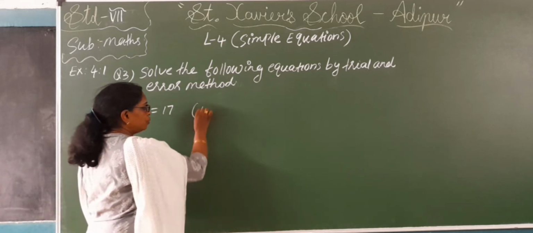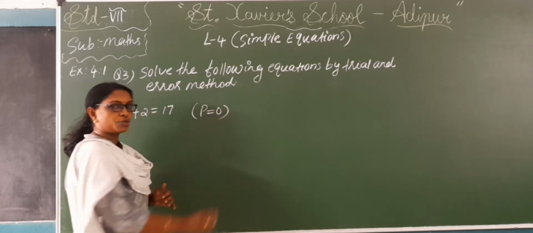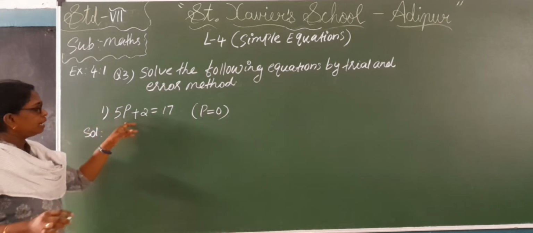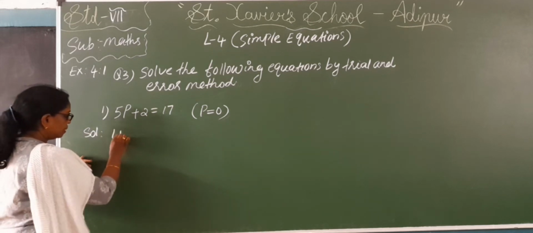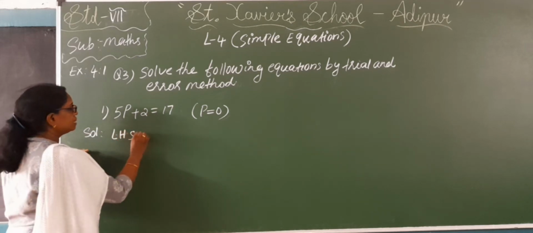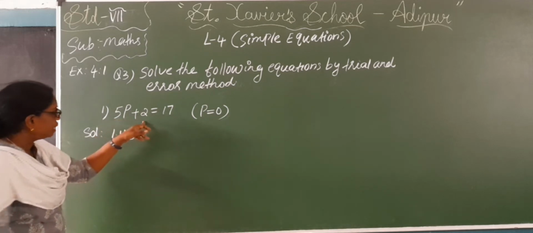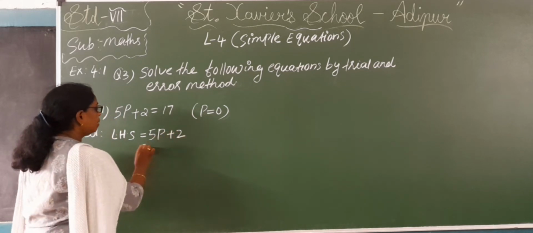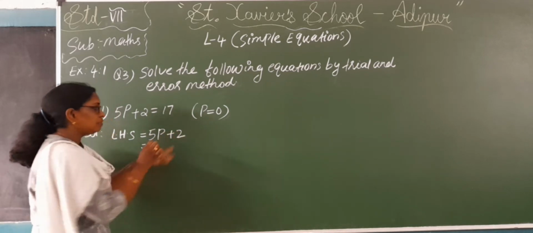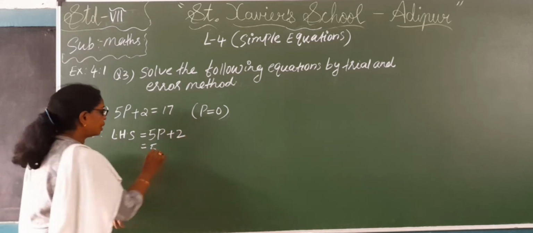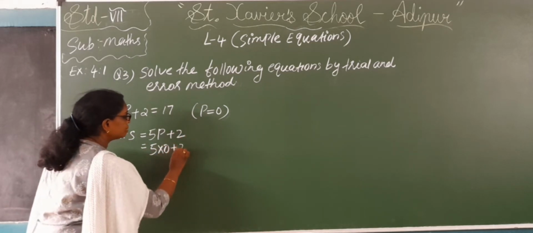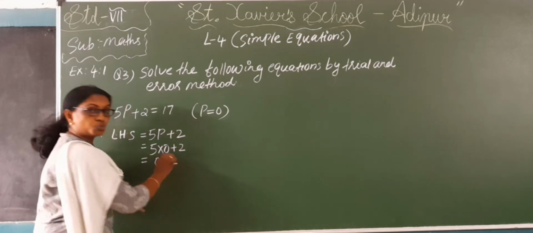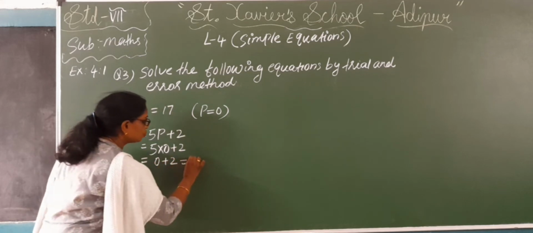Okay, the value p is equal to 0. So, what is the LHS? LHS is equal to 5p plus 2. Okay, 5 into what is the value? P is equal to 0. Okay, 5 into 0 plus 2. 5 zeros are 0. 0 plus 2 is equal to 2.